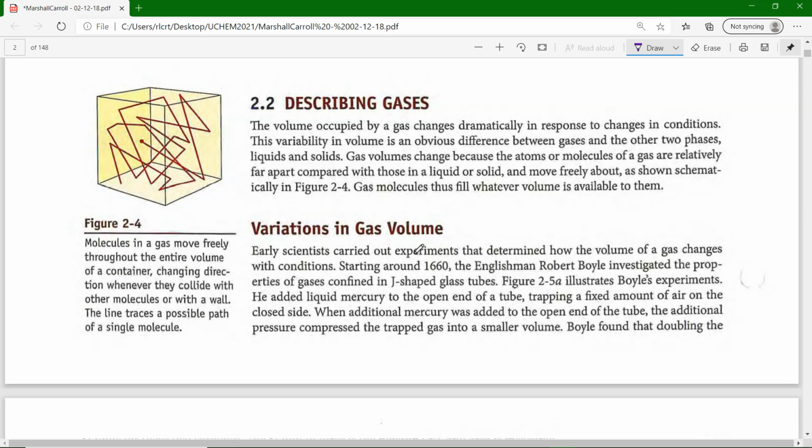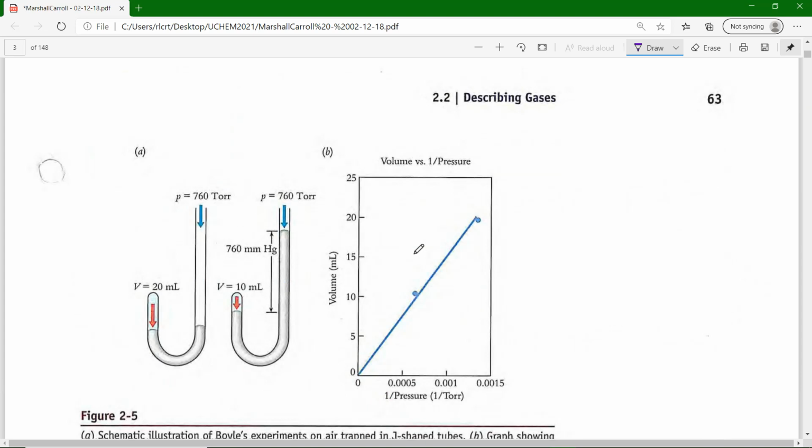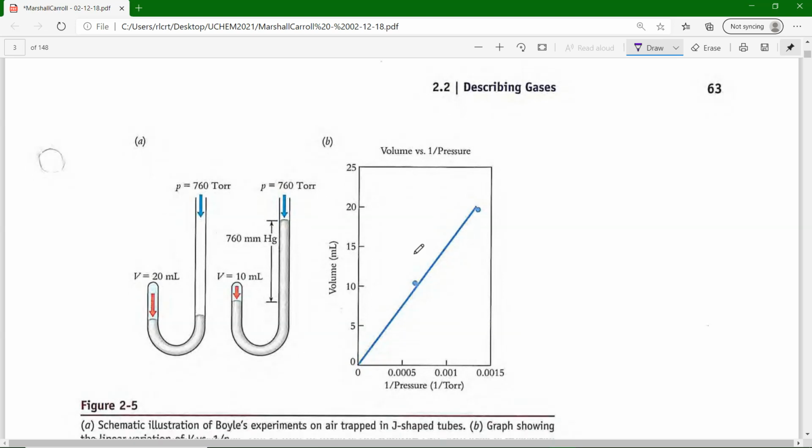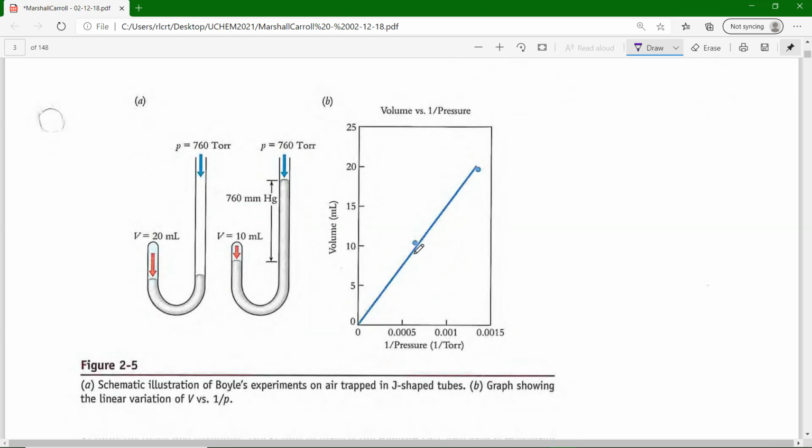And so now let's look at some of the gas laws. We will look first at what's called Boyle's law. Boyle's law is that volume is inversely proportional to pressure at constant temperature and amount. For amount, I'm going to write lowercase n, where lowercase n stands for number of moles. So that is known as Boyle's law.